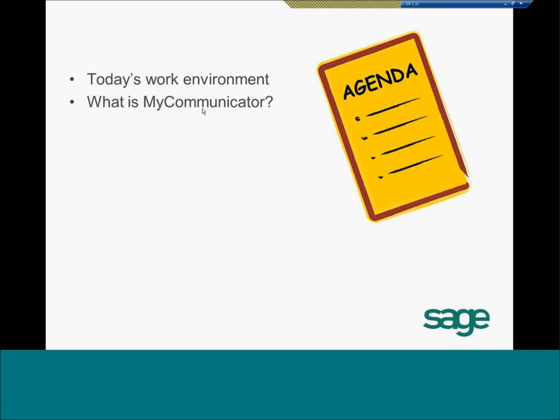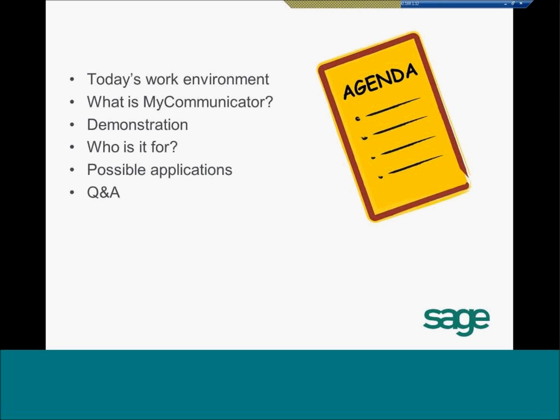I'll introduce MyCommunicator. As Jonathan mentioned, it's a brand new product from Sage, working with the Sage 300 software, and I'll describe what that is for you. Then we'll spend some time in the software. Most of the time will be spent there going through various examples and showing you how that works. I'll come back and recap the types of people in your organization that might benefit from MyCommunicator, go through some more examples, and then, as Jonathan mentioned, open it up to questions and answers.